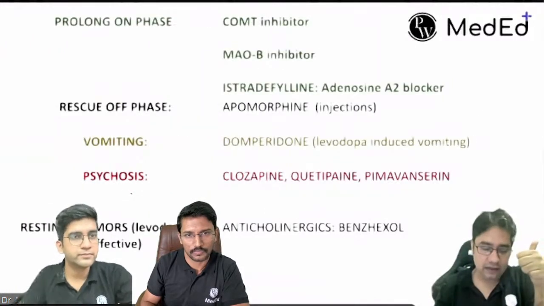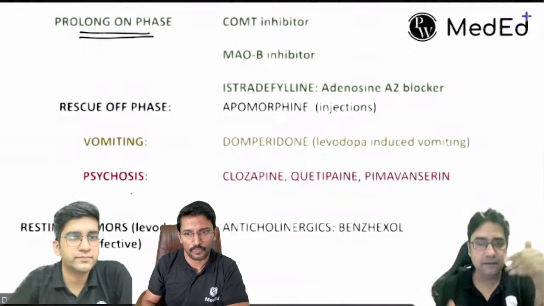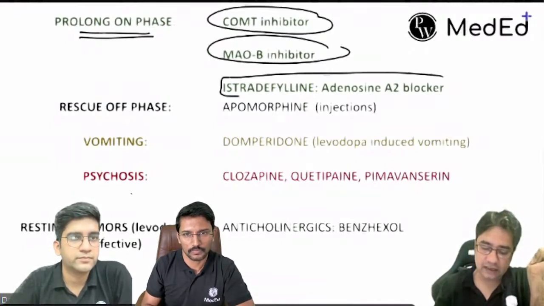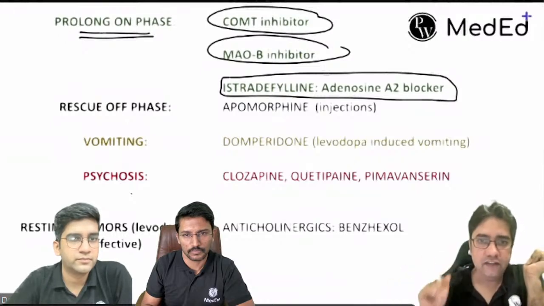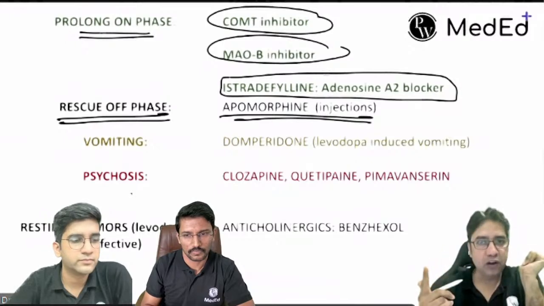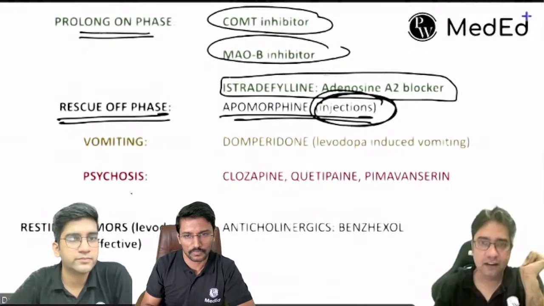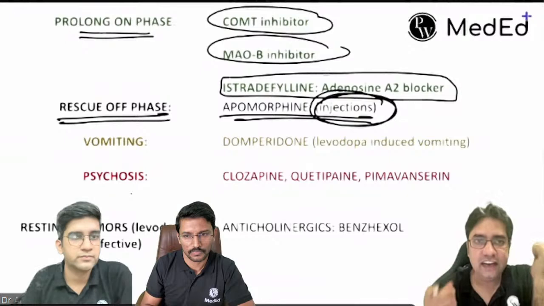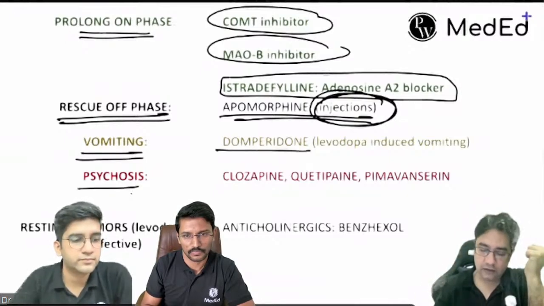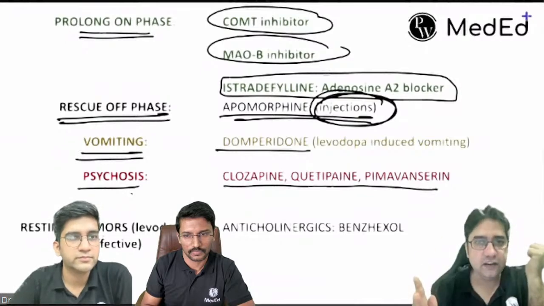Next point, in late course, there is on-off phenomenon. To promote on phase: MAO inhibitor, COMT inhibitor, and the tea-coffee drug istradefylline. To rescue the patient from off position: apomorphine, the only injectable drug, because a patient cannot take a drug orally during emergencies. To prevent vomiting: domperidone. To prevent psychosis: three antipsychotic drugs.